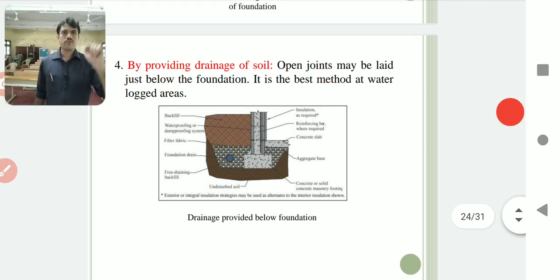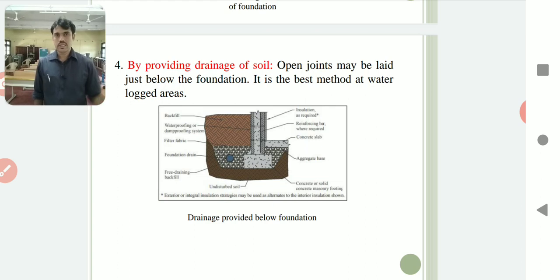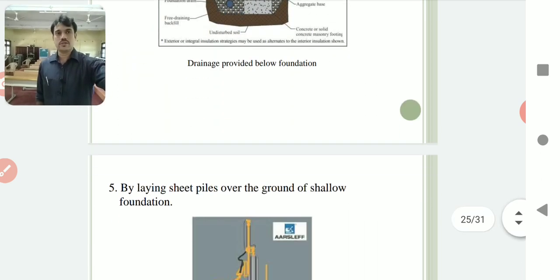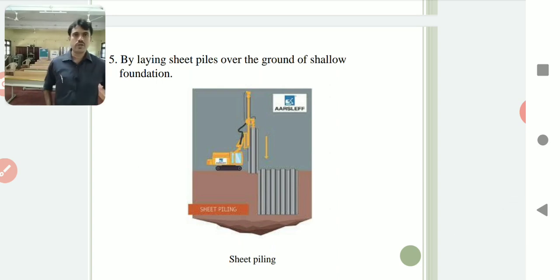So there I will read it out. Open joints may be laid just below the foundation. It is the best method in waterlogged areas. In waterlogged areas we can have trenches at the bottom, at the foundation level itself. There the water can be drained off very easily. By draining off, we can retain the bearing capacity of the soil. So this is very applicable in case of sandy type of soil or cohesive type of soil. This is the best method. And the fifth one is by laying sheet piles over the ground or shallow foundation.